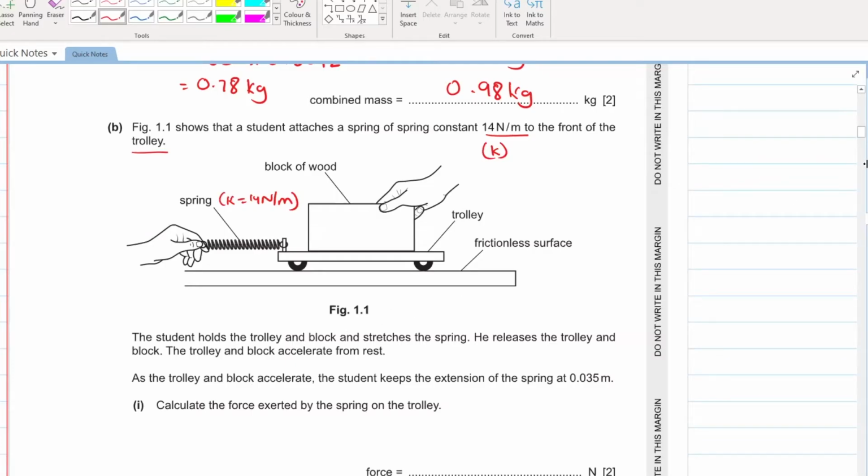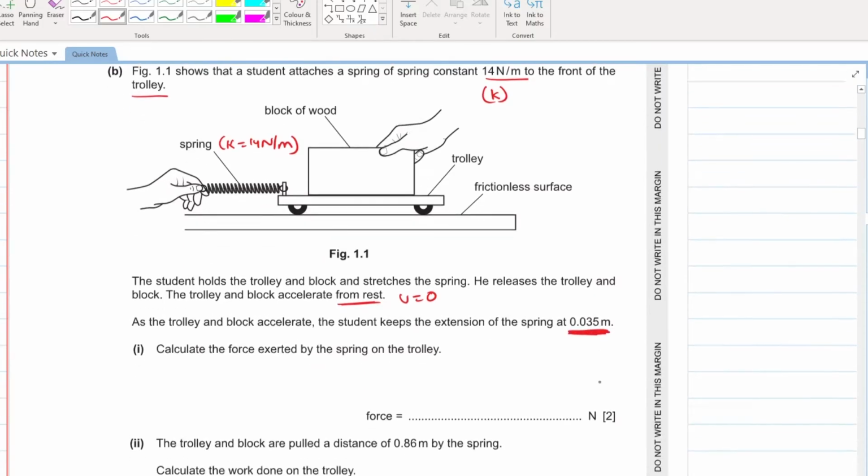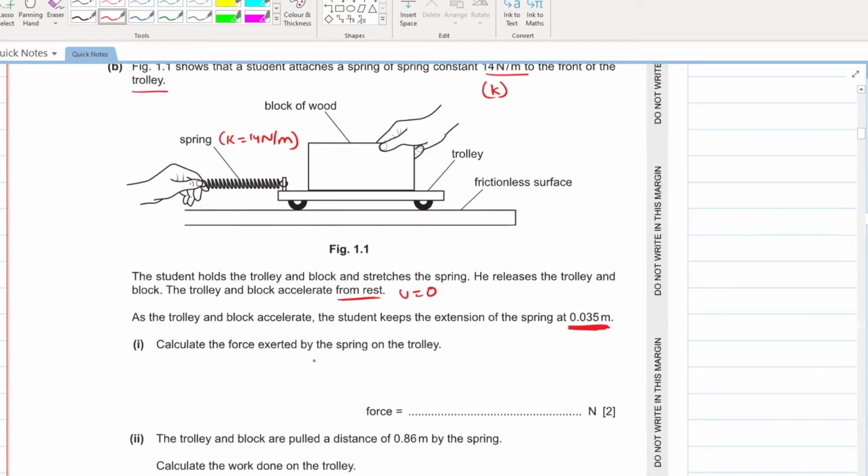The trolley and block accelerate from rest, so your initial velocity was 0. As the trolley and block accelerate, the student keeps the extension of the spring at this. Calculate the force exerted by the spring on the trolley. Can we calculate the force exerted by the spring? Force of a spring is equal to K into E.